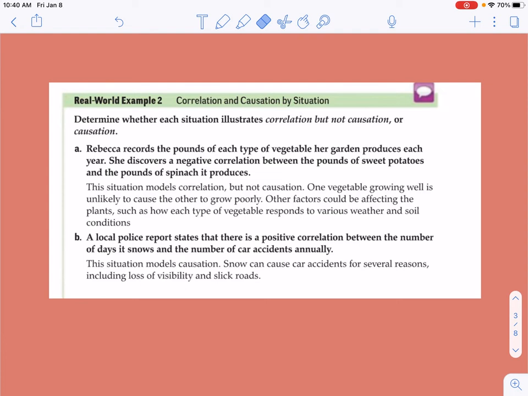And then the next one is: a police report states there's a positive correlation between the number of days it snows and the number of car accidents annually.